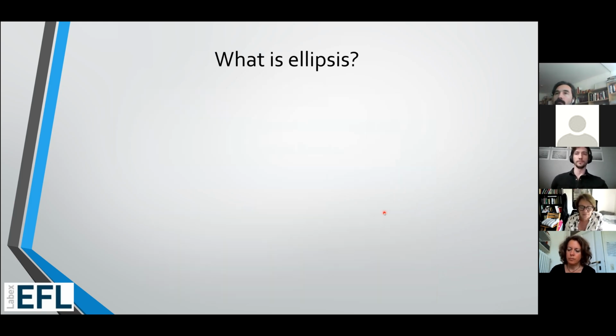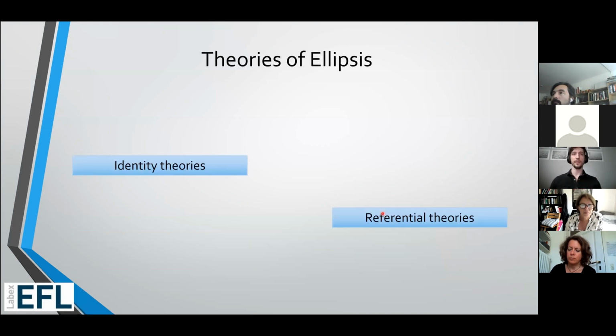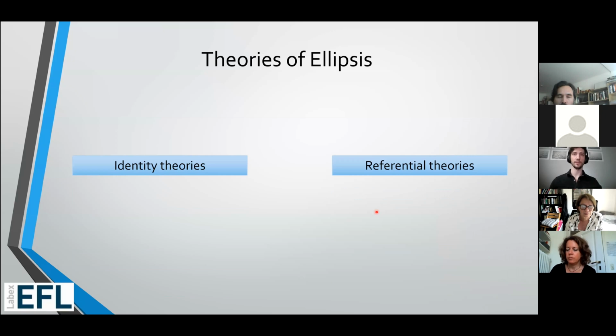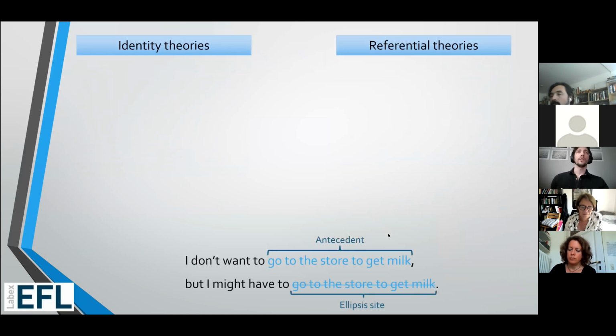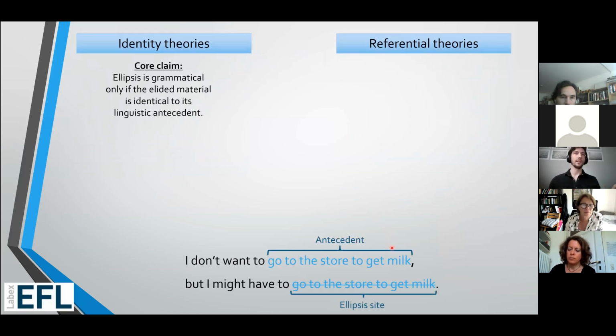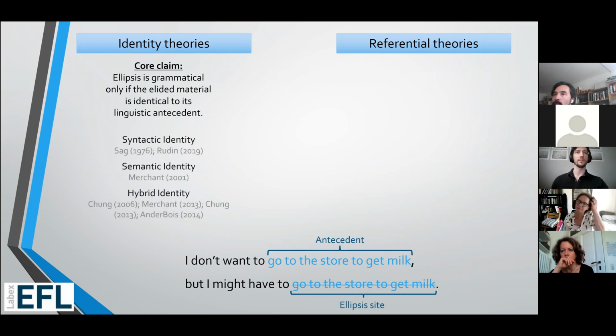All right, now, in terms of theories of ellipses, I think they can be productively analyzed as falling into two camps: identity theories on one hand and referential theories on the other. According to identity theories, ellipsis is grammatical only if the elided material is identical to its linguistic antecedent in some way. So going back to the previous example, I don't want to go to the store to get milk. This is the antecedent verb phrase. And then the ellipsis site here, as you can see, is in fact identical to the antecedent. And as many of you will know, identity theories, I should say, come in various flavors. So there are syntactic identity theories, semantic identity theories, and hybrid identity theories.